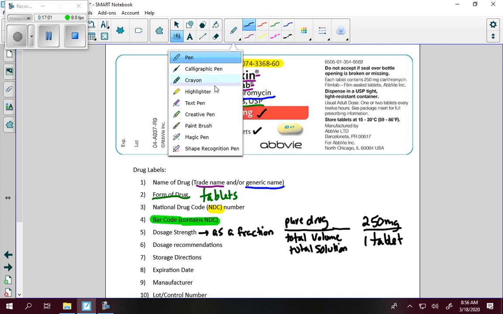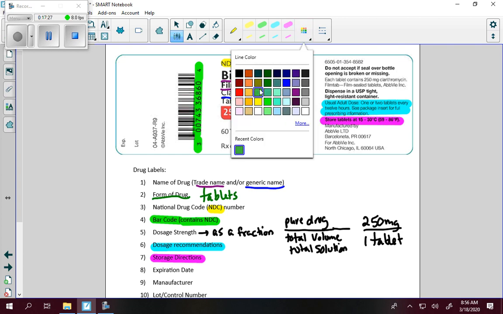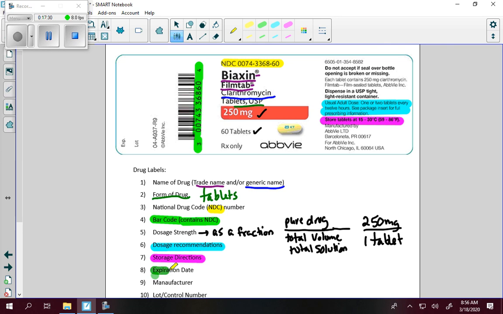The dosage recommendations, go back to highlighter. Dosage recommendations, it says right here, usual adult dose, 1 or 2 tablets every 12 hours. See package insert for full prescribing information. The storage directions would be right here. Store tablets at blah, blah, blah, blah, blah. Expiration date. Are these highlighters too? I wonder. Expiration date. Ooh, they are. Nice. There is none right here. There's the expiration date. So I'm going to say, oops, none.